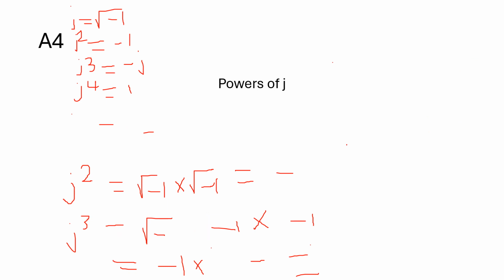And let's just make a typical example. Say they ask you to find the value of, let's say, j to the power of 17. Basically, if you know that j squared is -1, j cubed is -j, and j to the power 4 is 1, then you can say, okay, I can write this one as what?